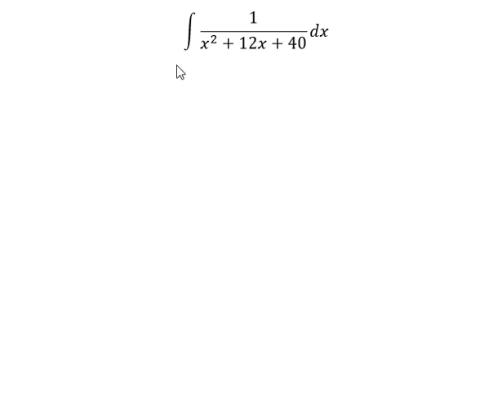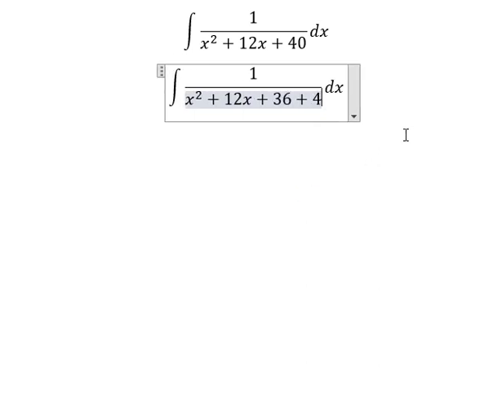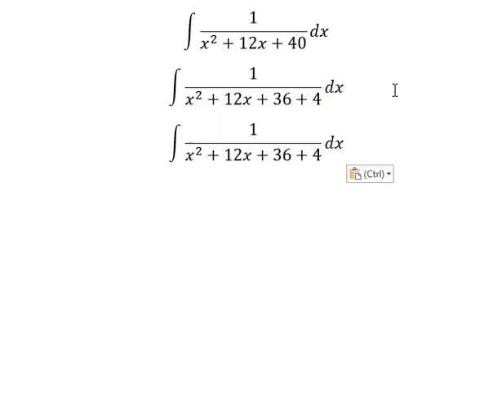Hello everybody. So today I want to talk about calculus, the topic that is about integration. So now I want to show you how to answer number 40, that is about 36 plus number 4. This one is about identities.